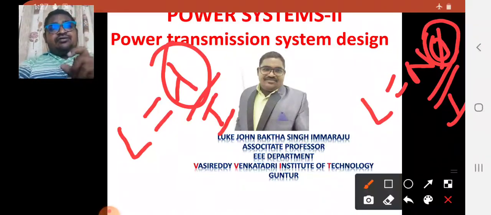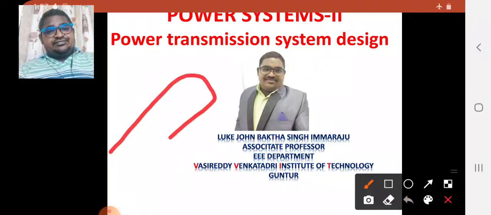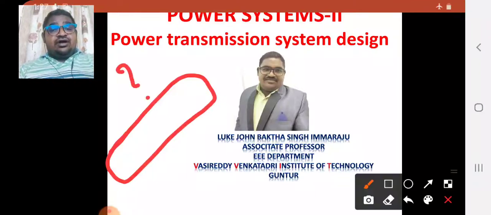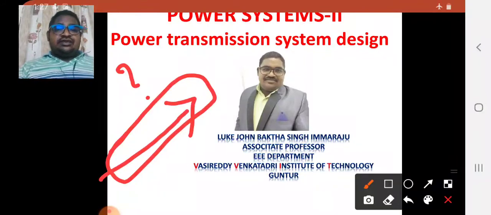Suppose I have a conductor. Let me assume this is my conductor. My objective is to find out how much flux linkage this conductor has. Then how can you find the flux linkage of this conductor? The first one is the flux linkage inside, that is the self flux. And the second one is mutual flux.